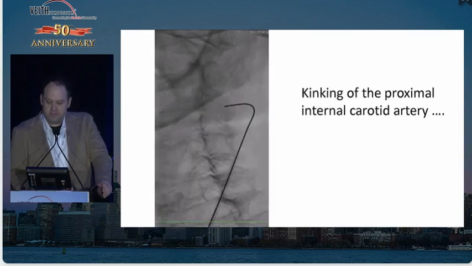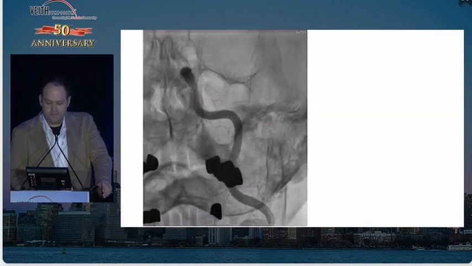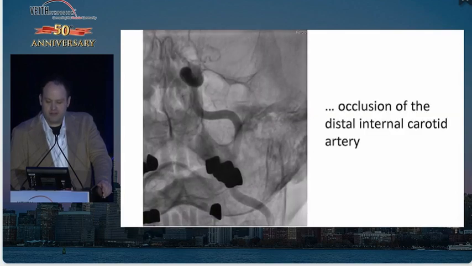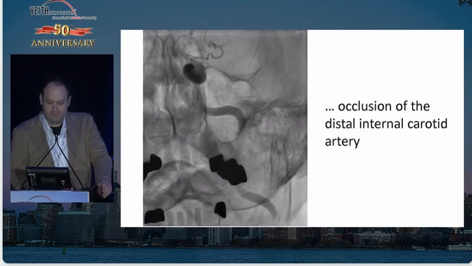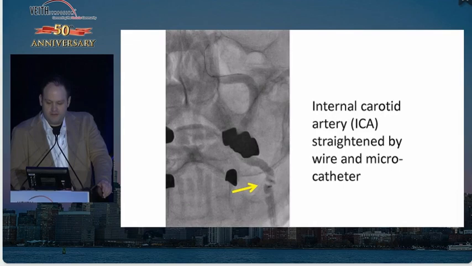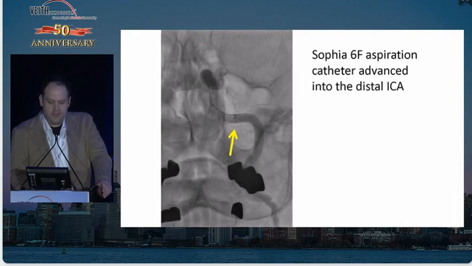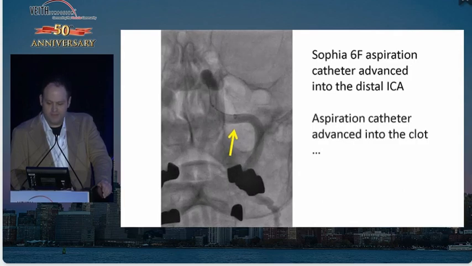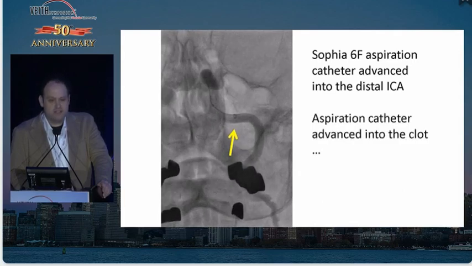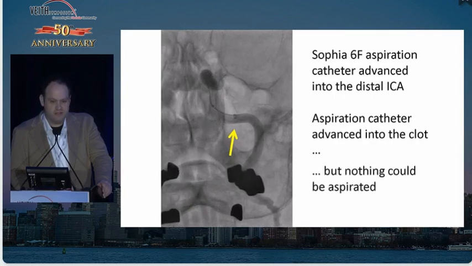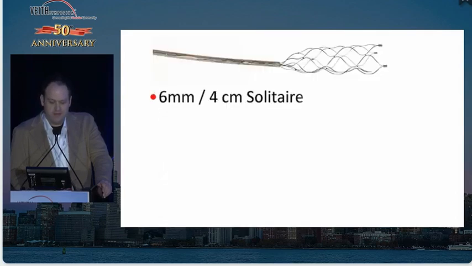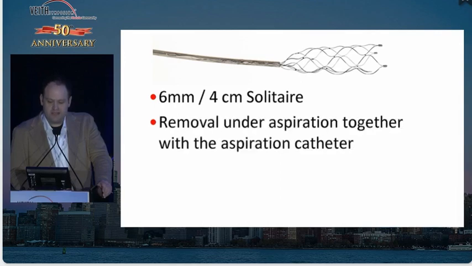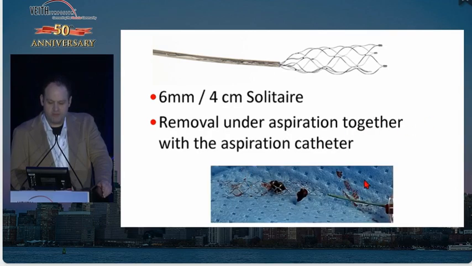Here you can see kinking of the proximal internal carotid artery. And here you can finally see the angiogram showing an occlusion of the distal internal carotid artery. So you can see the internal carotid artery being straightened by a wire and a microcatheter. And a Sophia 6 French aspiration catheter was advanced into the distal internal carotid artery. The aspiration catheter was then advanced into the clot, but nothing could be aspirated at this point. Then a 6 mm by 4 cm Solitaire was placed, and the removal was done under aspiration with the aspiration catheter. And here you can see the result of what was removed.